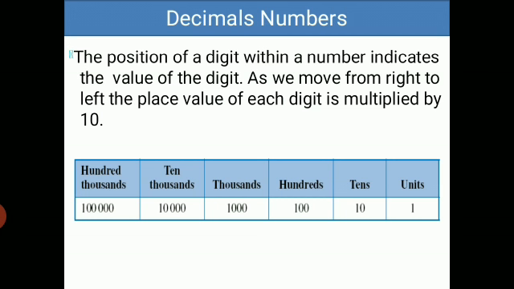Now, the position of a digit within a number indicates the value of the digit. As we move from right to left in the place value, each digit is multiplied by 10. So here there is a place value chart. First of all, there is the unit place, starting from the right-hand side, or you can say the ones place, then tens place, then hundreds place, then thousands, then 10,000, then 100,000 and so on. This is the place value chart.